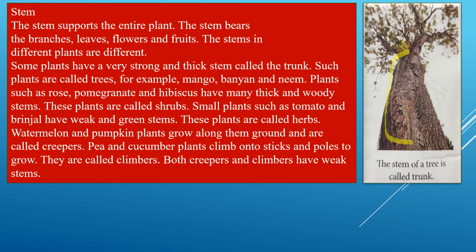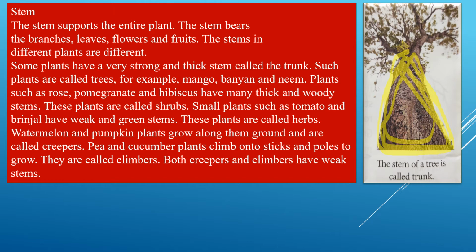So, which is the trunk? This part is called trunk. I am showing you with yellow color, you can see in the picture. This part is called trunk. Such plants are called trees. Those plants have very big, strong and thick stems. They are called trees, for example, mango, banyan and neem.